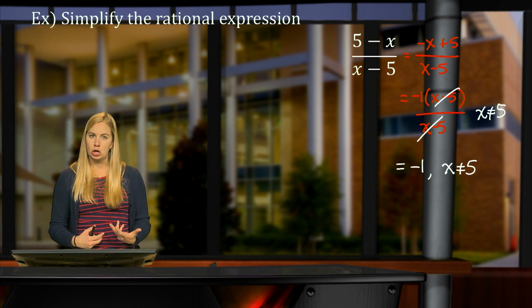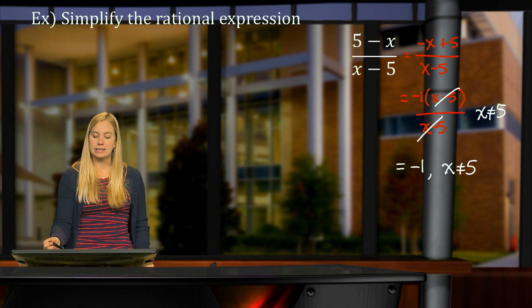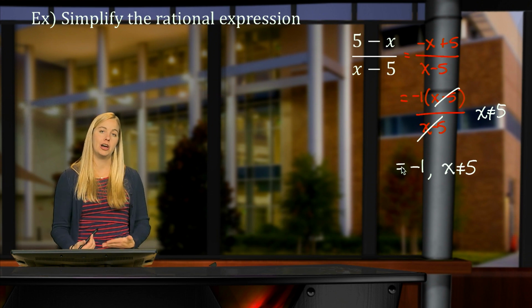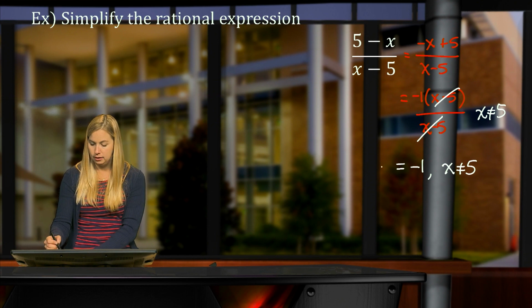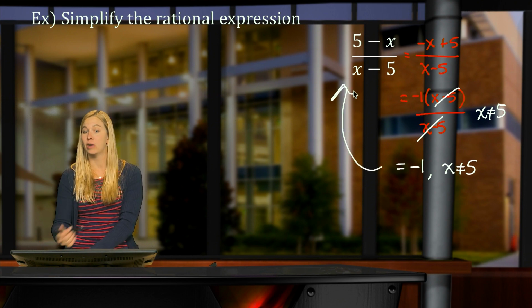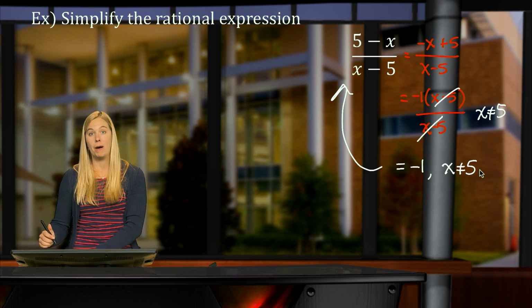That seems a little strange since we no longer have a variable in our expression, but remember that simplifying doesn't actually change our expression, it just changes the way it looks. So this negative 1 is still representing that original rational expression, and that original has a restriction that x cannot equal positive 5.